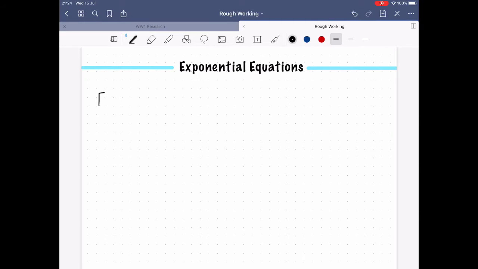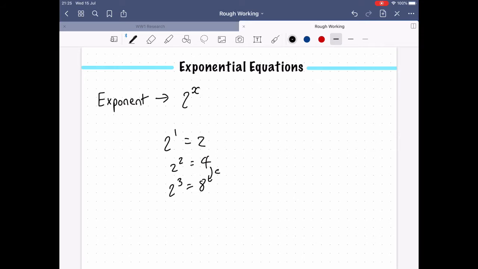So let's start off by breaking down exponential equations. The first part is exponent, and this really is basically indices, so just anything to the power of something. So 2 to the power of 2, 3 to the power of 2. When you increase something exponentially, it increases by a bigger value each time. So if we take 2, 2 to the power of 1 is 2, 2 to the power of 2 is 4, 2 to the power of 3 is 8.